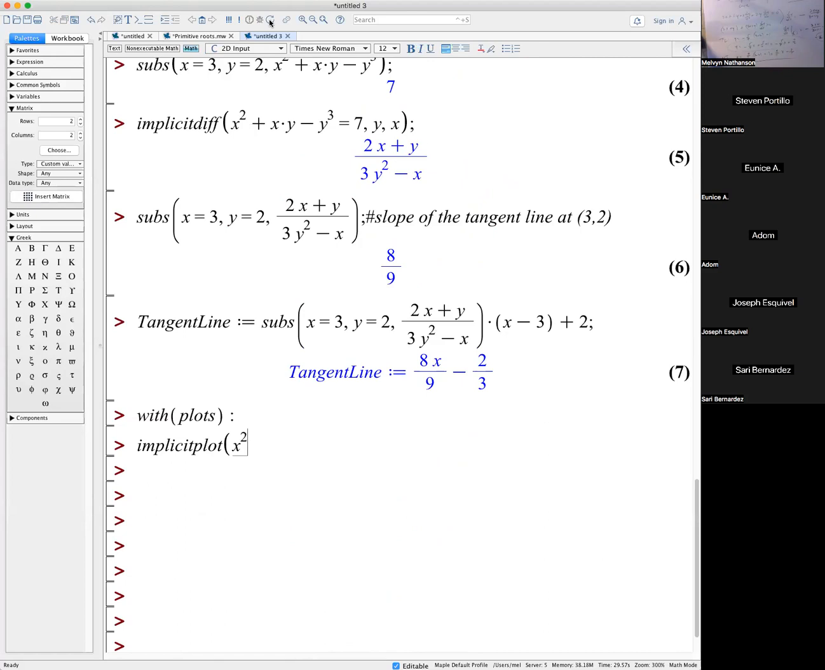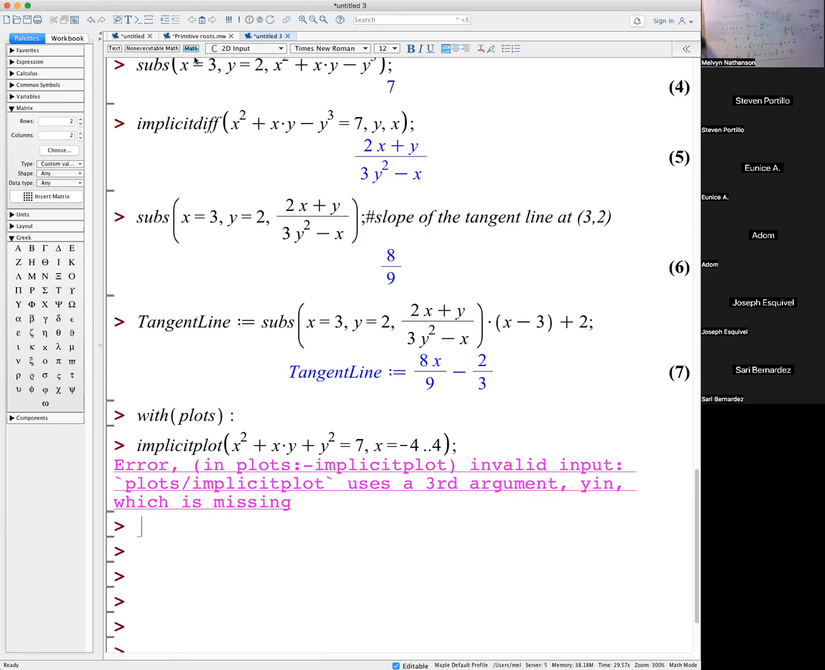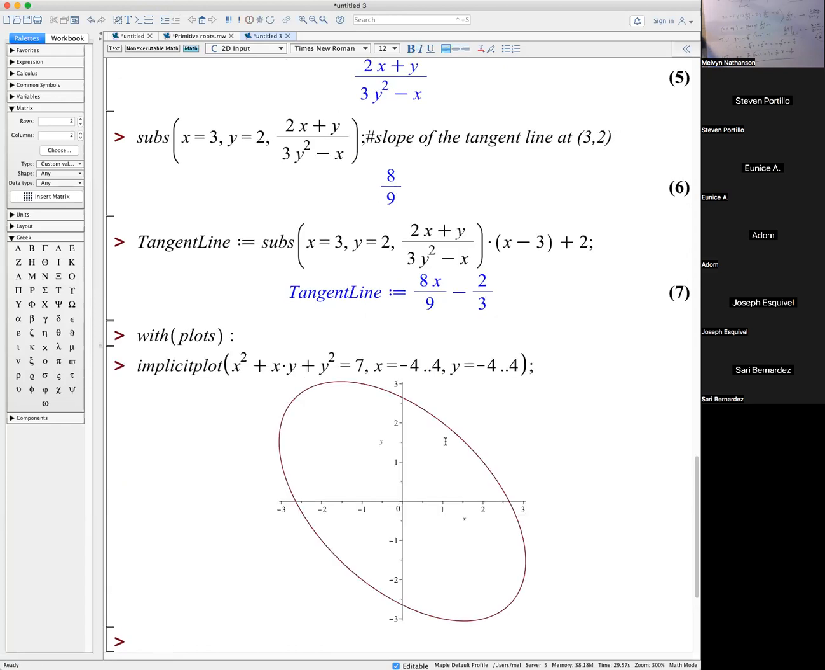x squared plus x times y plus y squared equals 7. And say I graph it from x equal to maybe minus 4 to plus 4. Oops, sorry, I need the y too: x equals minus 4 to plus 4, y equals minus 4 to plus 4. There we go. So I have a twisted ellipse. It's quite lovely. And I'm going to be interested in the point (2,1), x equal 2, y equal 1. That's the point right there.